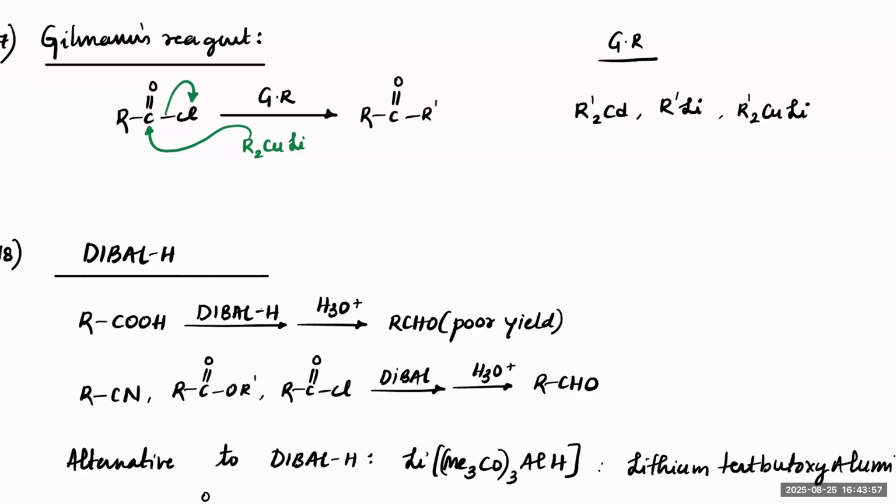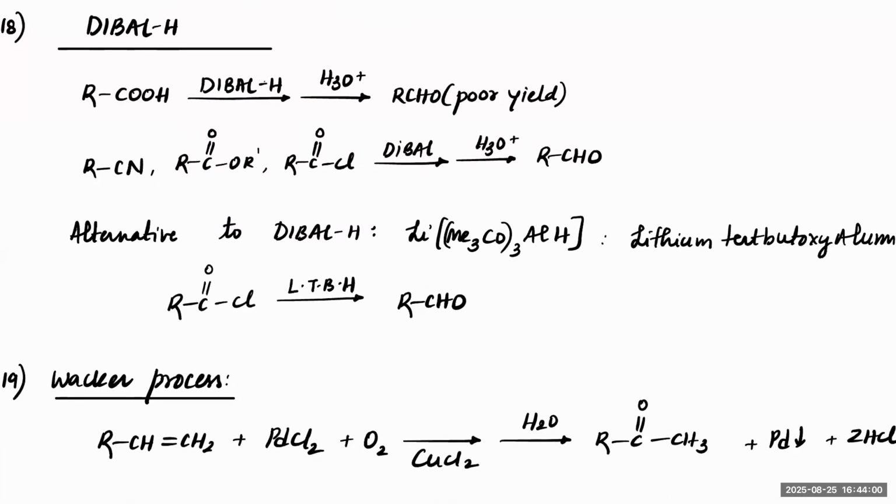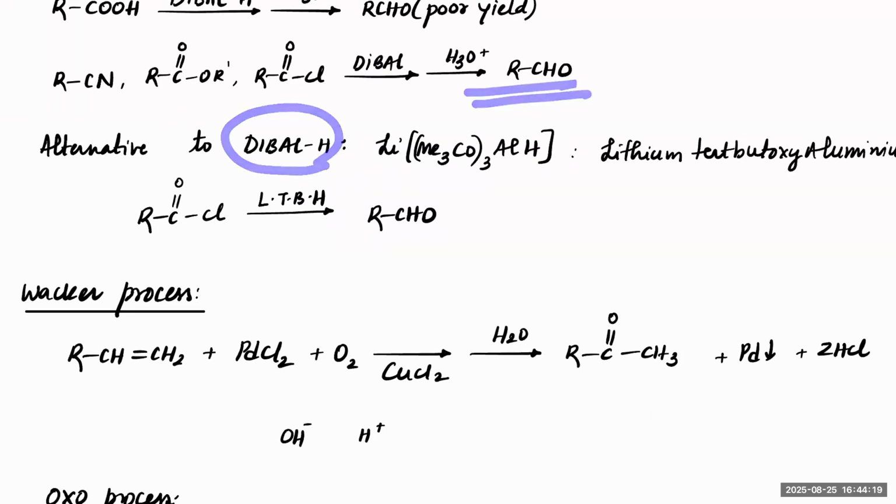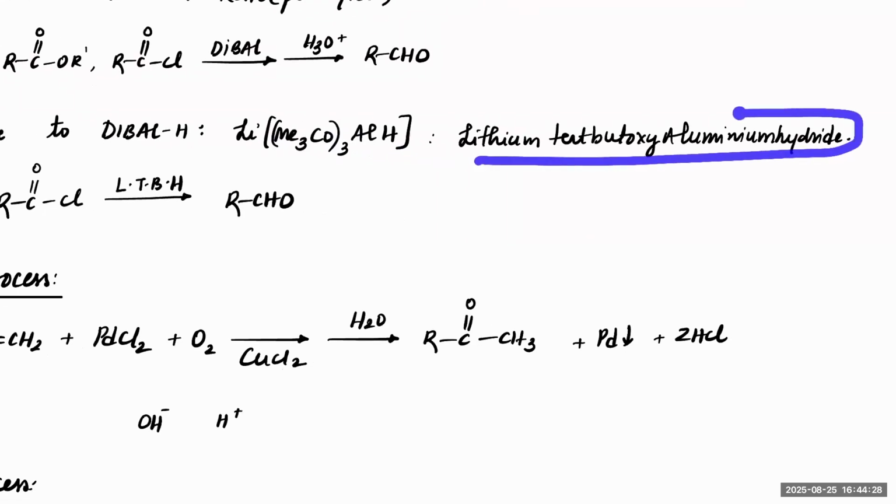Next. Check out DIBAL-H. DIBAL-H does not make any reaction with acid. So this is a very poor yield. As per JEE, we do not make this reaction happen. But cyanides, esters, acid chlorides, everything will give you aldehydes. This we discussed in alcohols already. So do remember DIBAL-H. Alternative to DIBAL-H, we have this another part. This is tri-tert-butoxy aluminum hydride. Okay, so lithium tri-tert-butoxy aluminum hydride. Okay.